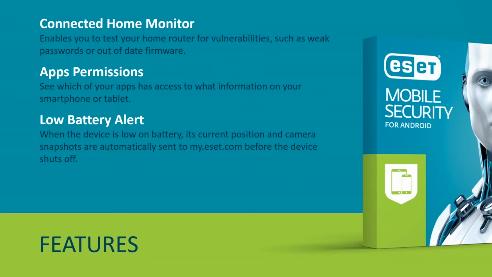When the device is low on battery, its current position and camera snapshots are taken and then automatically uploaded to my.eset.com before the device shuts off. One of the guys at our Christmas party last year left his phone on a boat, and he was able to retrieve it because this feature activated and he traced it back to the boat.